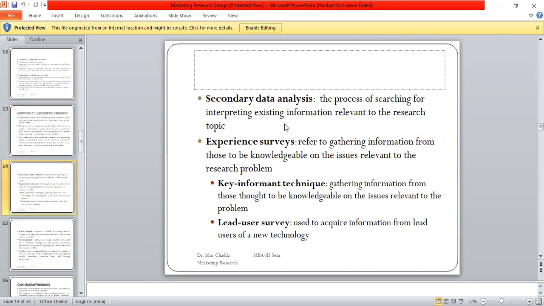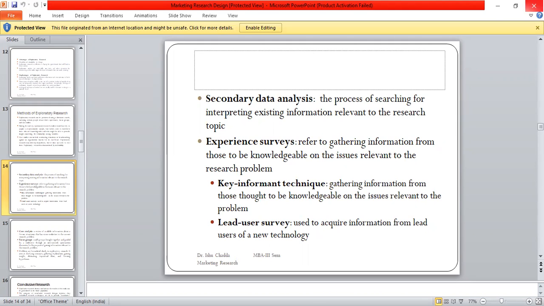Secondary data analysis is the process of searching for and interpreting existing information relevant to a research topic. If you support your primary data with secondary data, that means you are using some secondary data analysis. Once again, primary data is when you acquire information yourself, and secondary data is when you use a number of magazines, newspapers, or data available at a ministry site.